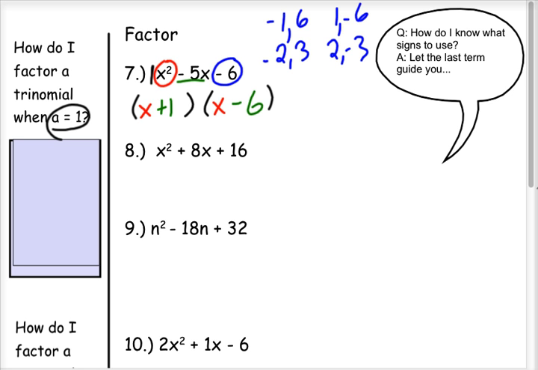And again, we can check to make sure we've done it right. Make this connection. There's 1x. Make that connection, negative 6x. Yep, those add to negative 5x.